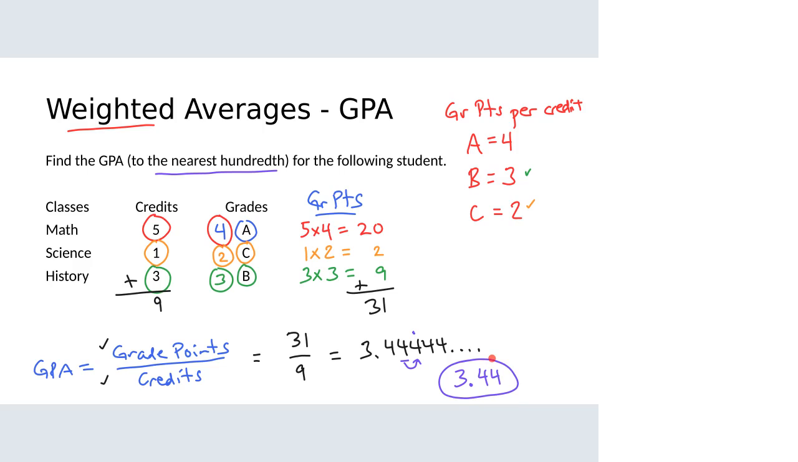One thing I want to mention here is this student has a 3.44 GPA. If we would have just said at the beginning, well, what difference does it make how many credits the classes are?